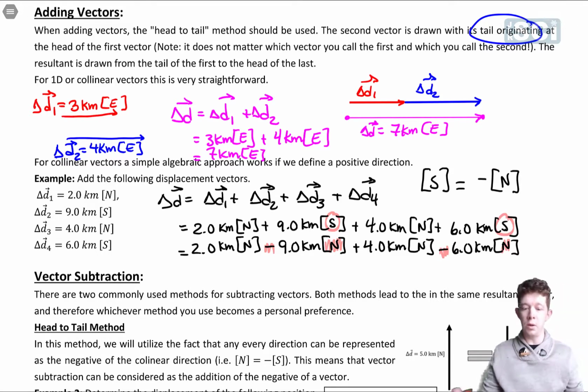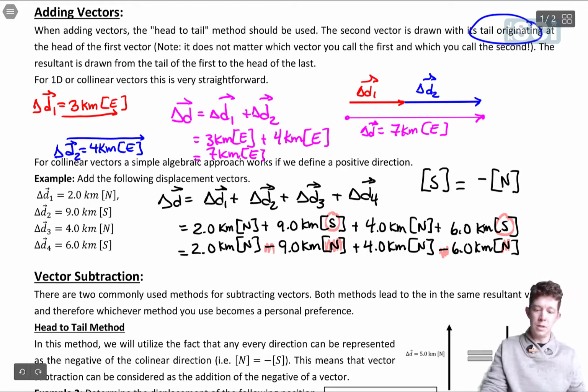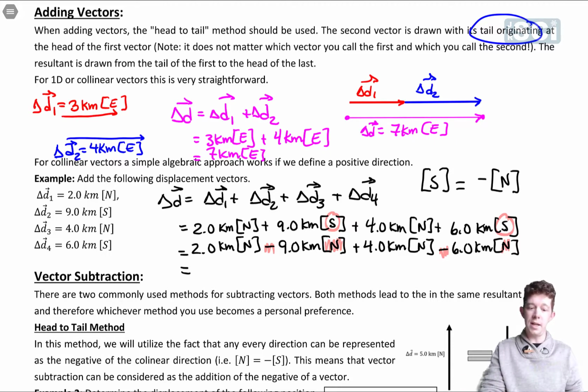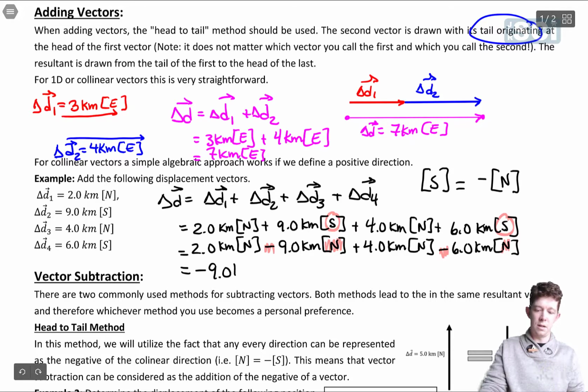So now everything's pointing north. Notice that I have north, north, north, and north for all of my values. So it becomes just simple arithmetic at this point. 2 minus 9 plus 4 minus 6 gives me negative 9 kilometers. And again, it's still north.